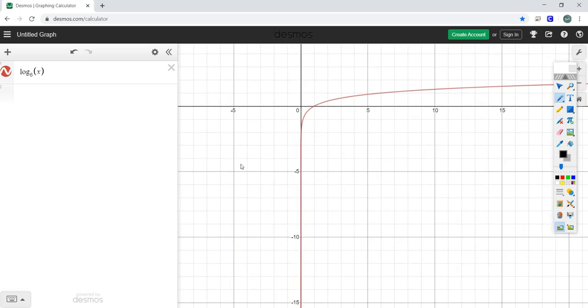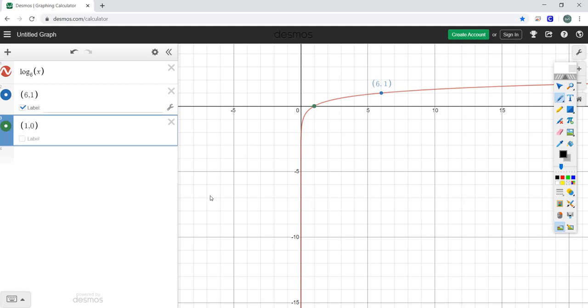But remember those 3 points we had. We had 6 and 1, right? So I would like to put those 3 points and verify whether they're actually on the function or not. (6, 1) is one point that we have. We labeled it right here. The other point that we had was (1, 0) for sure. That should be the x-intercept right here. And here's the last one. That was what? (1/6, -1). There you go.